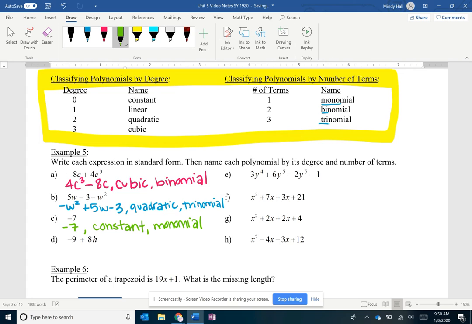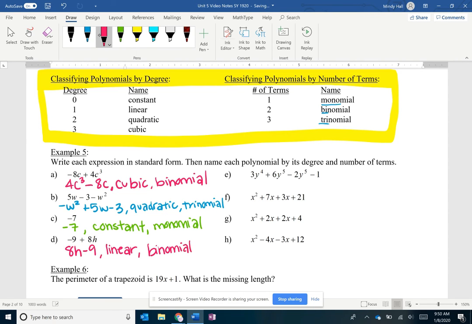Okay. So then for D, we have negative 9 plus 8h, so that would be 8h minus 9 for standard form. So then my degree would be 1, because h is to the first power, so that means it is linear, so it would make a line. And with it being linear, and this polynomial having 2 terms, that would also make it a binomial.